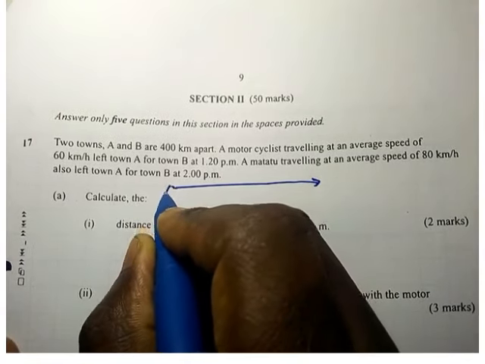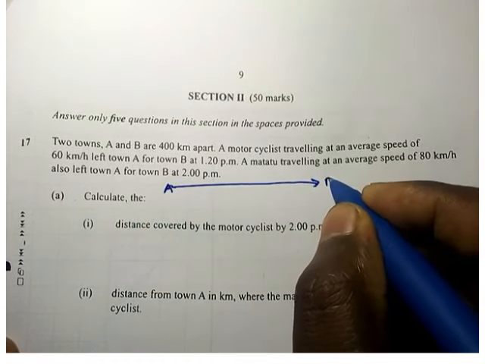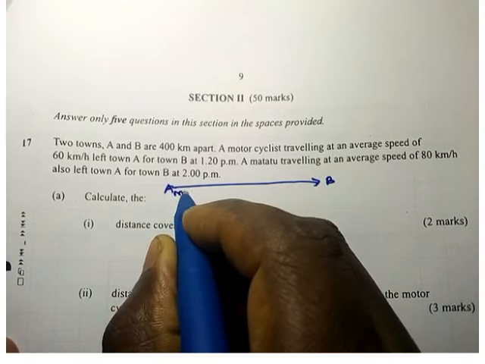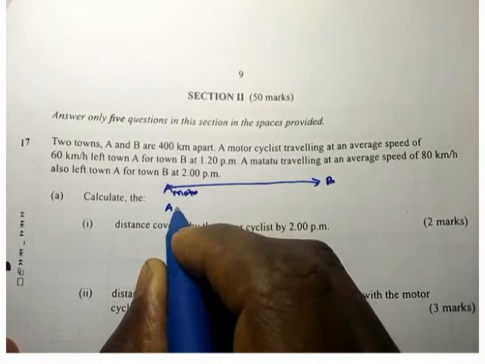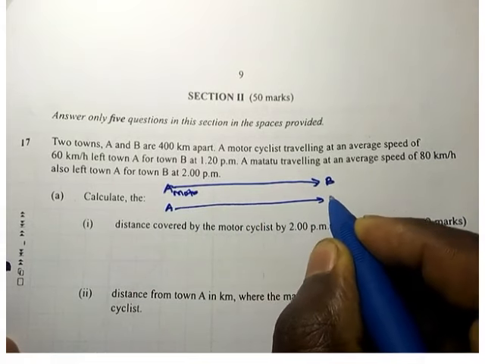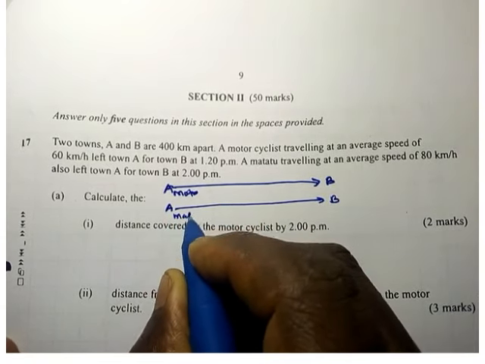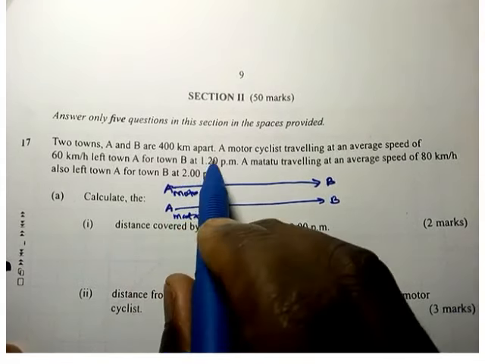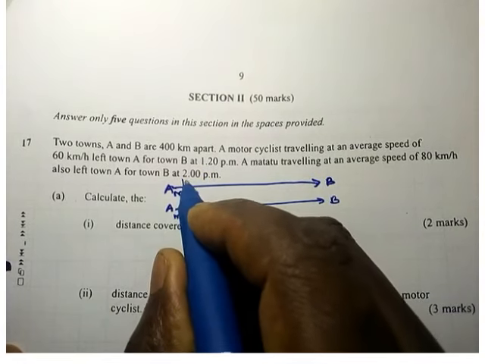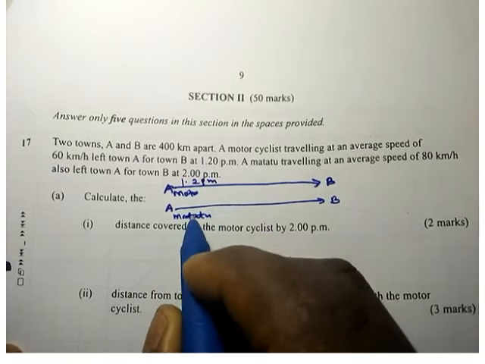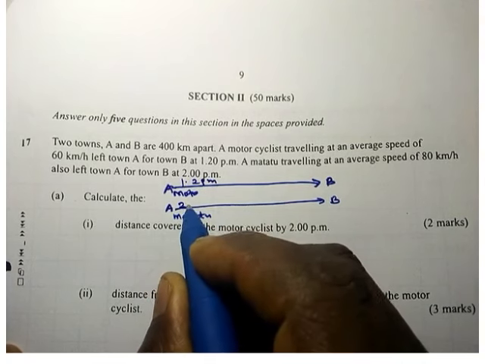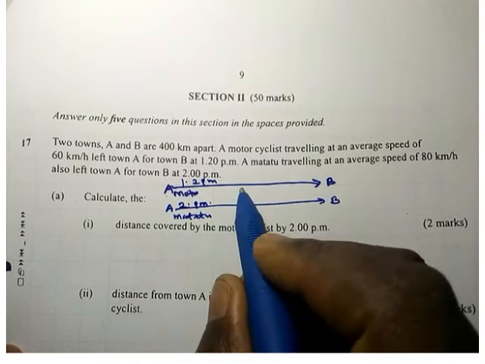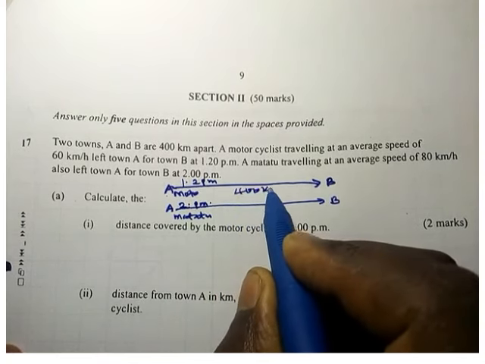So this is A, this is B. So this is the motorist, and then we have A, we have B, and this is the matatu. The motorist starts at 1:20 p.m. and the matatu starts at 2 p.m. The distance between A and B is 400 kilometers.